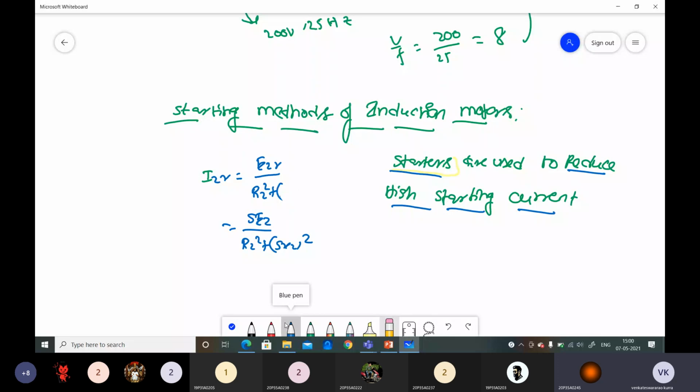Okay, under the square root: R2 square plus X2R whole square. This is the expression for rotor current.